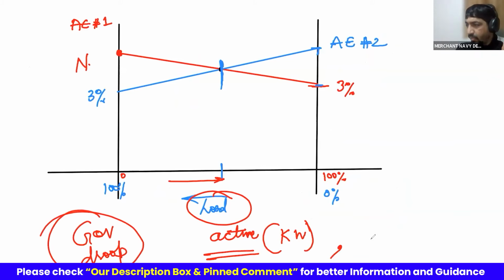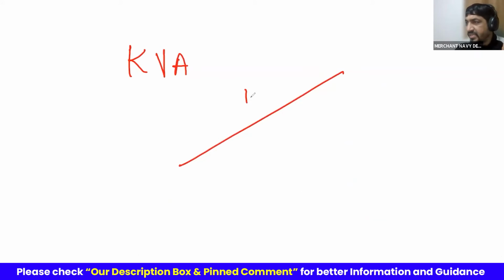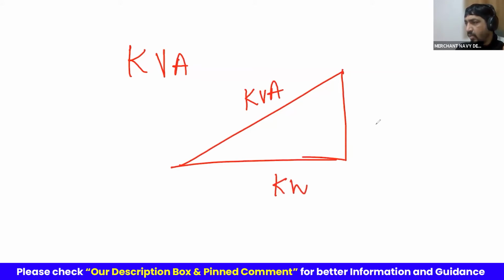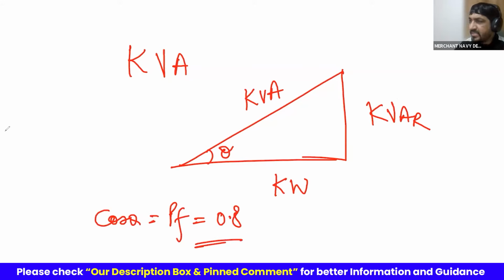But there is one more load in the system, because we ultimately are managing kVA, which is this one. There are two parts of that load: one is kilowatt and one is kVAR. And cos theta is the power factor, which is 0.8 in the case of our systems. So there will definitely be some kVAR load also, which nobody generally talks about.